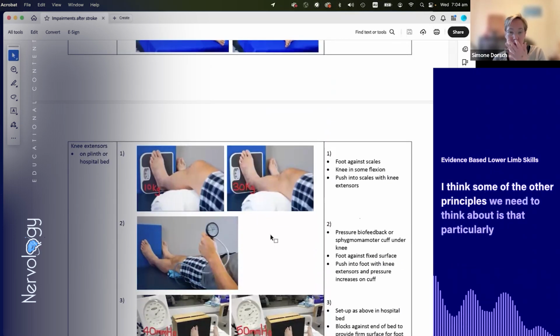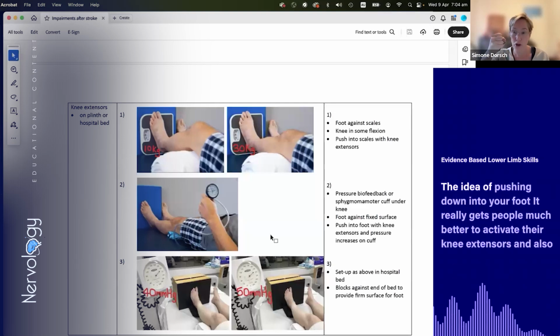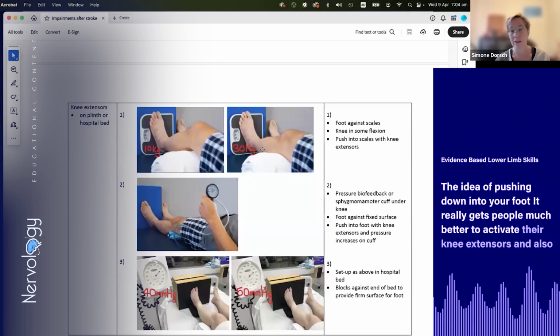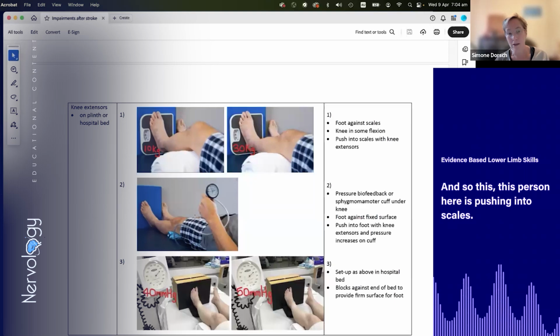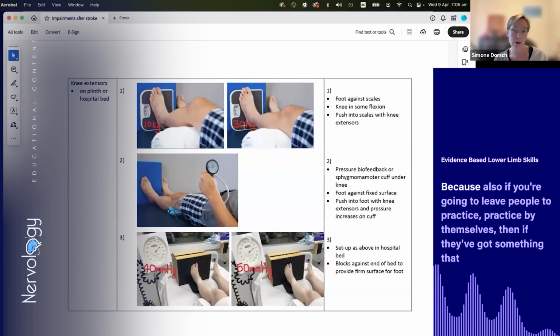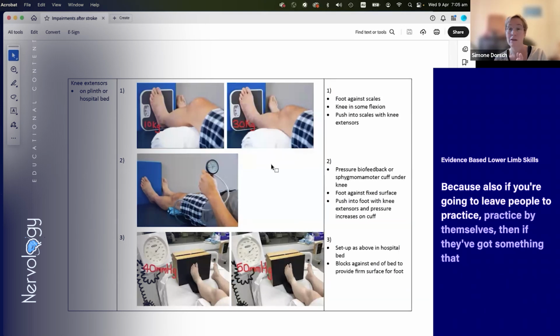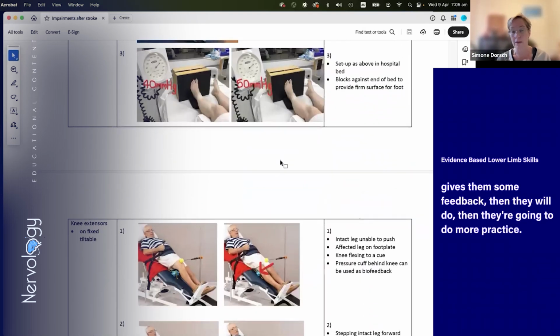Another principle is that, particularly for the knee extensors, the exercise should be closed chain. The idea of pushing down into your foot gets people to activate their knee extensors much better, and also their ankle plantar flexors. This person here is pushing into scales. This person has a sphygmomanometer cuff underneath their knee. If you're going to leave people to practice by themselves, then if they have something that gives them some feedback, they're going to do more practice.